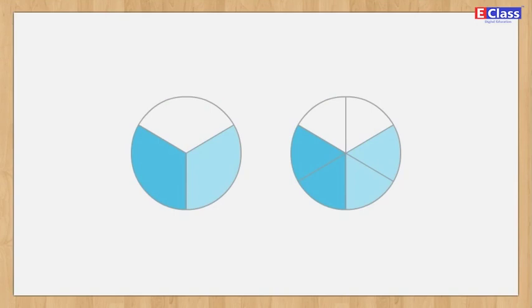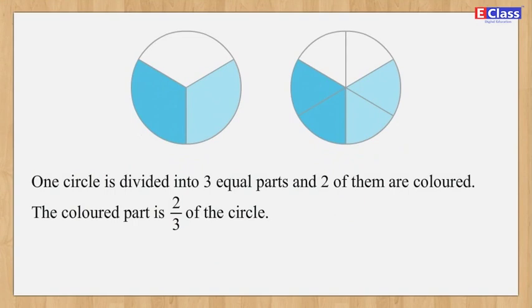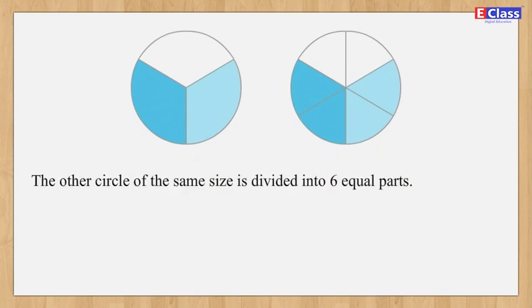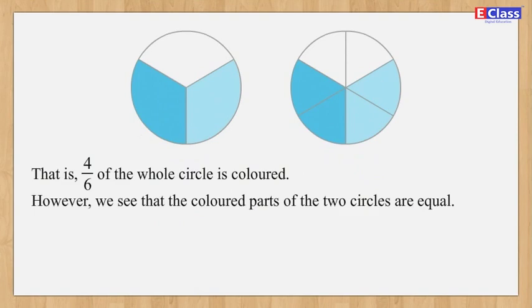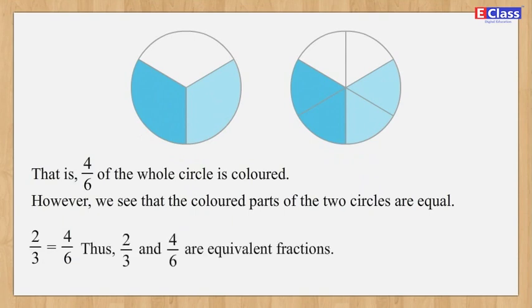Look at the colored parts of the 2 equal circles shown alongside. One circle is divided into 3 equal parts and 2 of them are colored. That is, the colored part is 2 upon 3 of the circle. The other circle of the same size is divided into 6 equal parts and 4 of them are colored. That is, 4 upon 6 of the whole circle is colored. However, we see that the colored parts of the 2 circles are equal. Therefore, 2 upon 3 is equal to 4 upon 6. Thus, 2 upon 3 and 4 upon 6 are equivalent fractions.